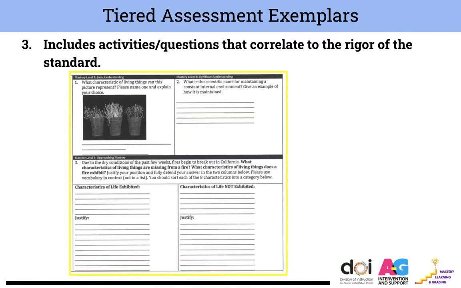In this other example, the teacher has included 3 separate tiers: a basic understanding, a significant understanding, and an approaching mastery level. Again, the contents of each of these tiers or levels correspond appropriately to those expectations.